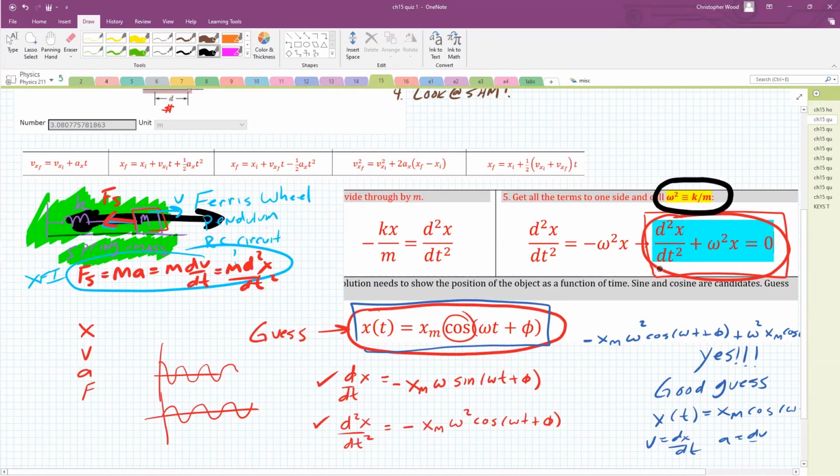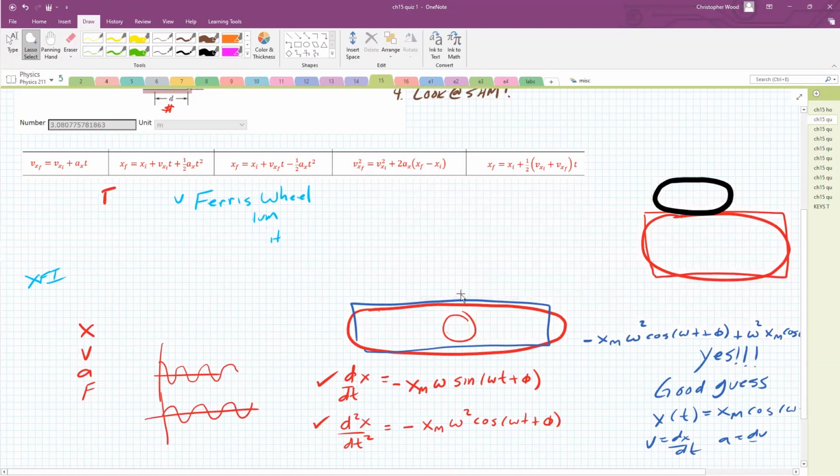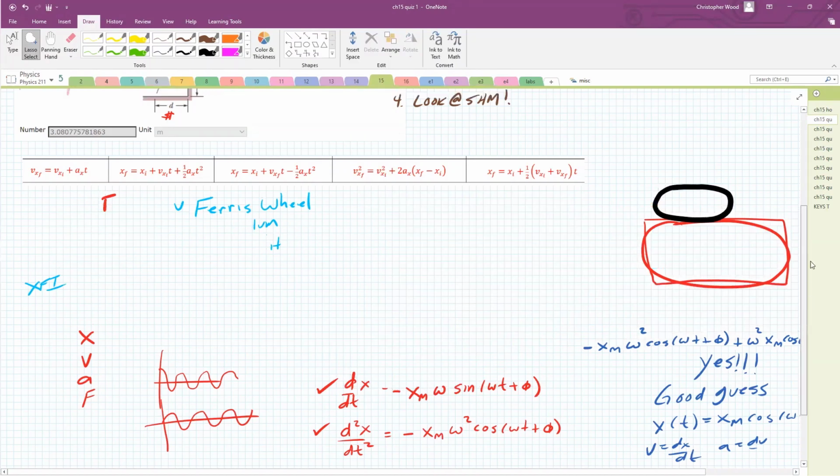During the course of solving this, which we kind of did, I'm going to use that omega squared equals k over m. So I'm going to get rid of all of this, since this is just background entertainment. Okay, and let's solve this problem.